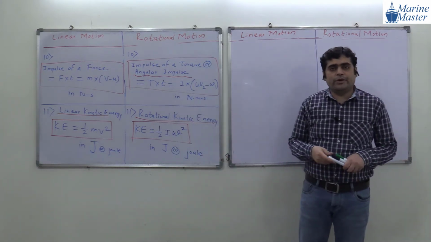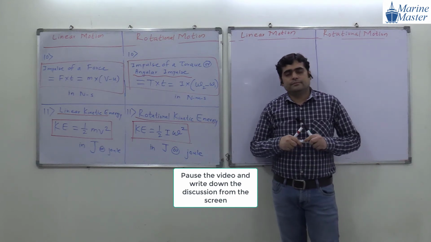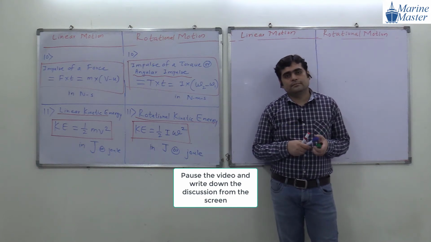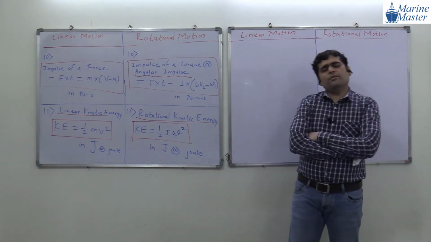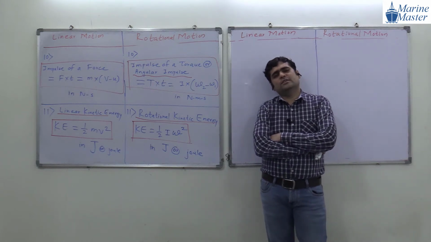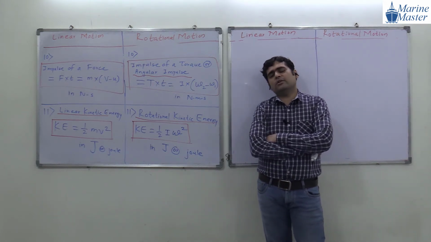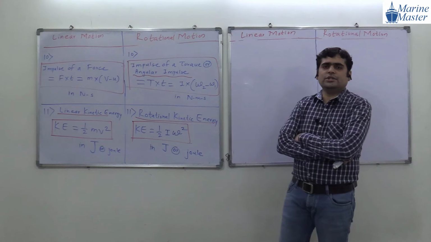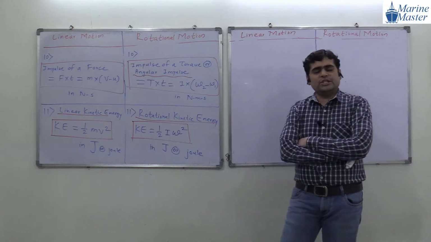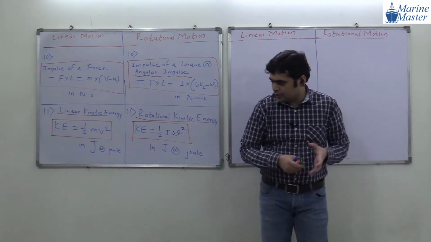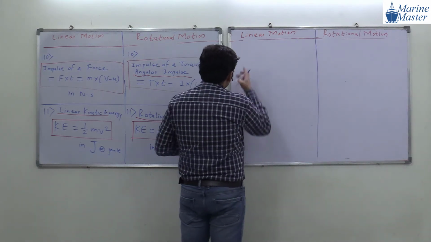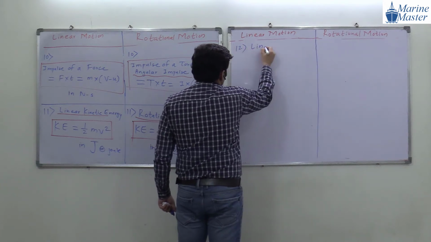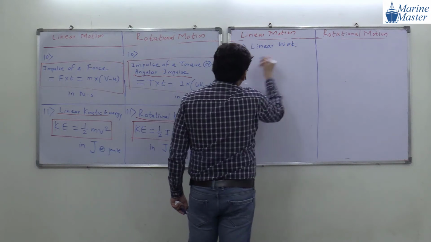Please everyone, write down the 11th point. Okay, what is the next point we studied in linear motion? Is there any other point we have not covered here? After potential energy, work. Okay, correct, good. So the 12th point, linear work.